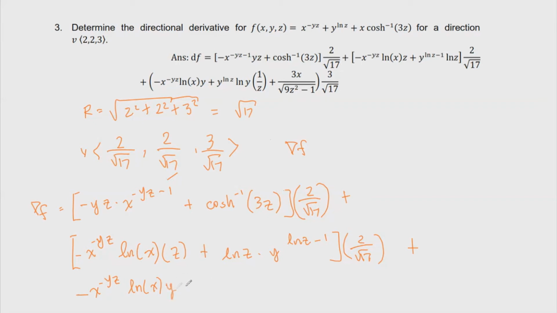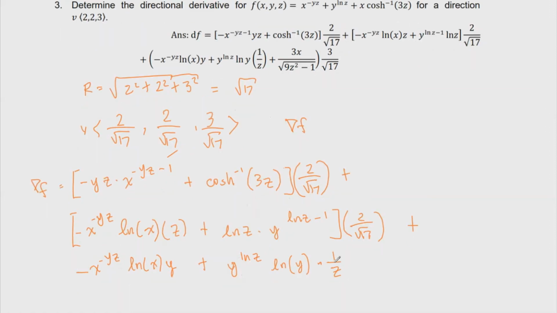Okay, and then plus, we have y raised to ln of z. And we know that if z is a constant, the variable, then y is a constant. So we just have to use u to the a. So that's y raised to ln z, and then we take the ln of y, and then we differentiate z, so that would be equal to 1 over z.